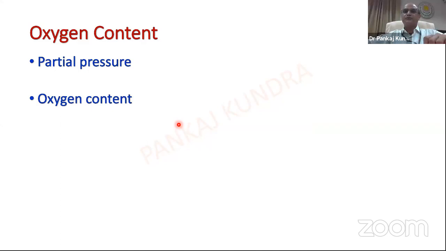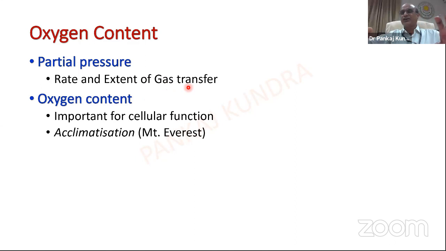Partial pressure of oxygen determines the rate and extent of gas transfer. That's the pressure gradient which allows the gas to go from one compartment to the other, the rate and extent to which it is transferred from the alveoli into the capillaries and then from the capillaries into the tissues. That's where the partial pressure is important. We have already seen that in Fick's principle. Now, what about oxygen content? This is important for cellular function.